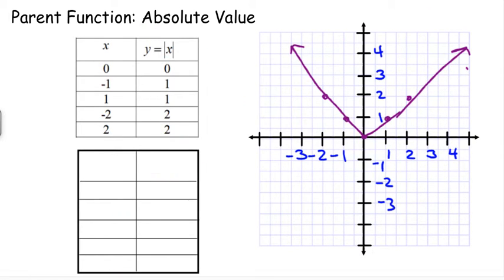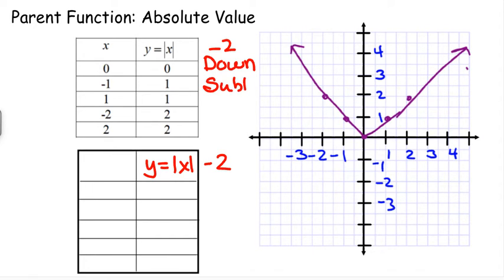All right, last example. Again, same absolute value parent function. And now let's go ahead and say y equals the absolute value of x, and let's say subtract 2. So since this is subtract 2, we're going down 2 units. So we have to subtract 2 from all the y's. So we're going to take all these values here and subtract 2.